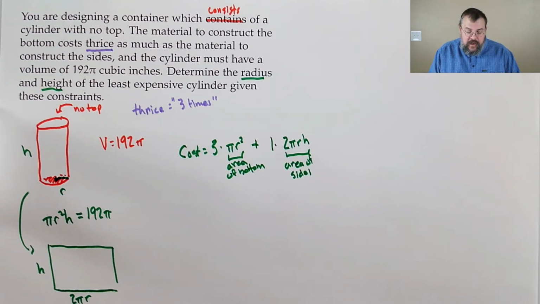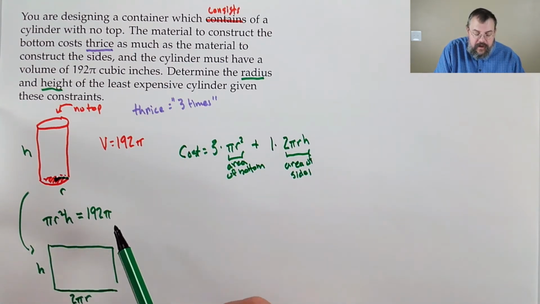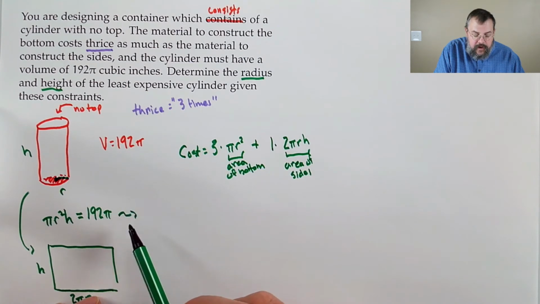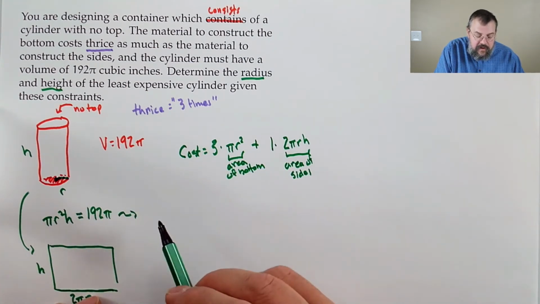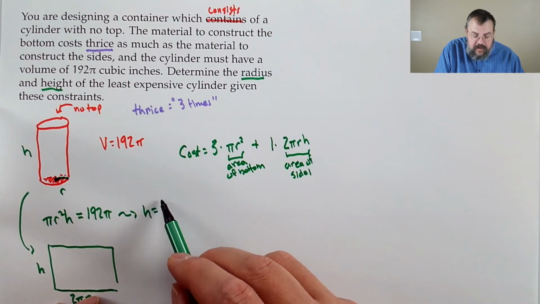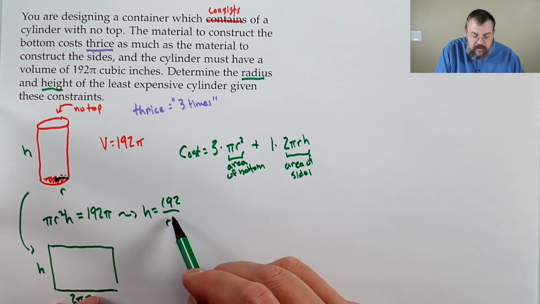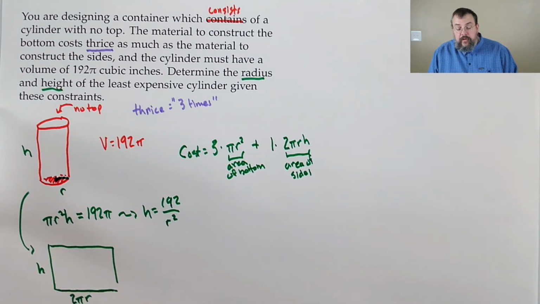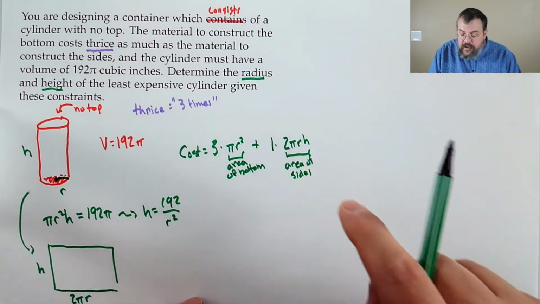Okay, so there's our cost function, but we needed to get it down to one variable. That's where our volume comes into play. I can use the volume to solve for one of the variables. So for instance, I could solve for height. Get rid of the pi's. We can say height is 192 divided by r squared. So now plug that in to the single h.